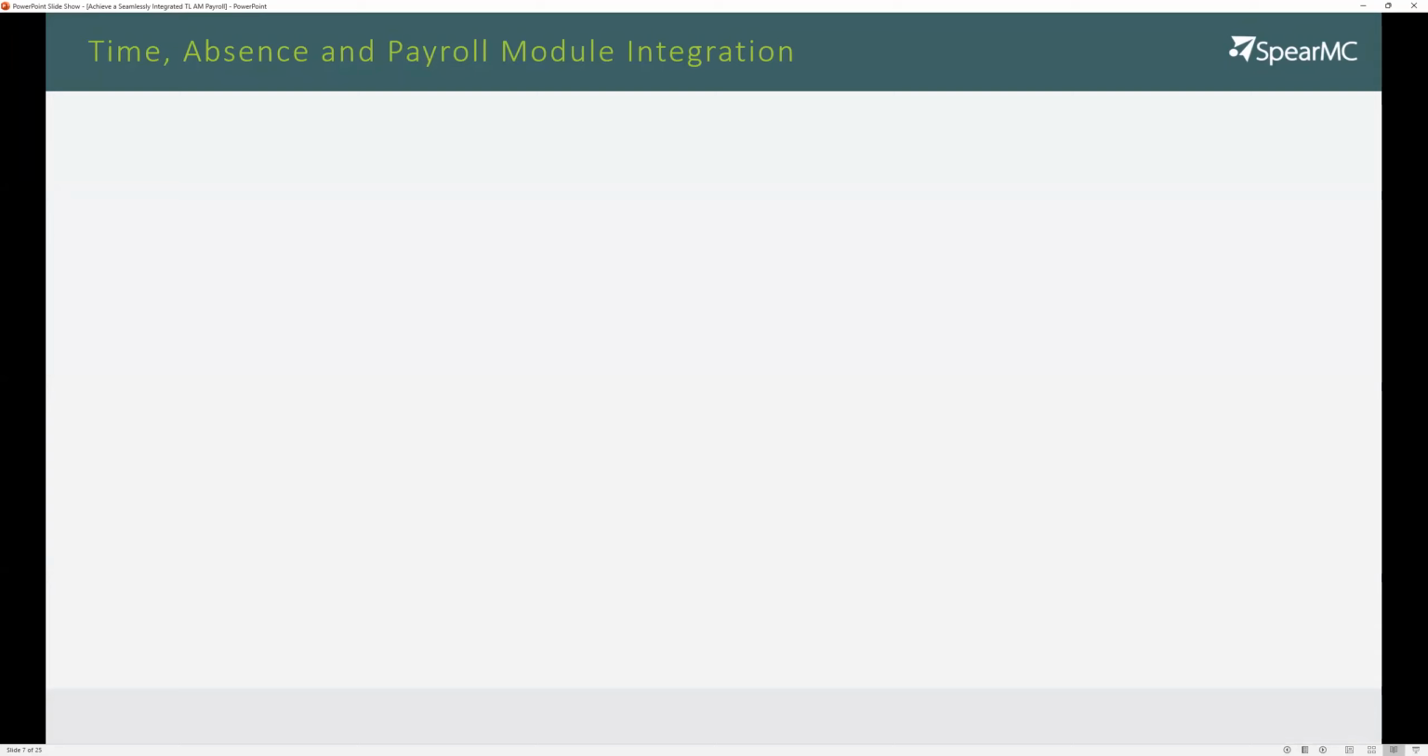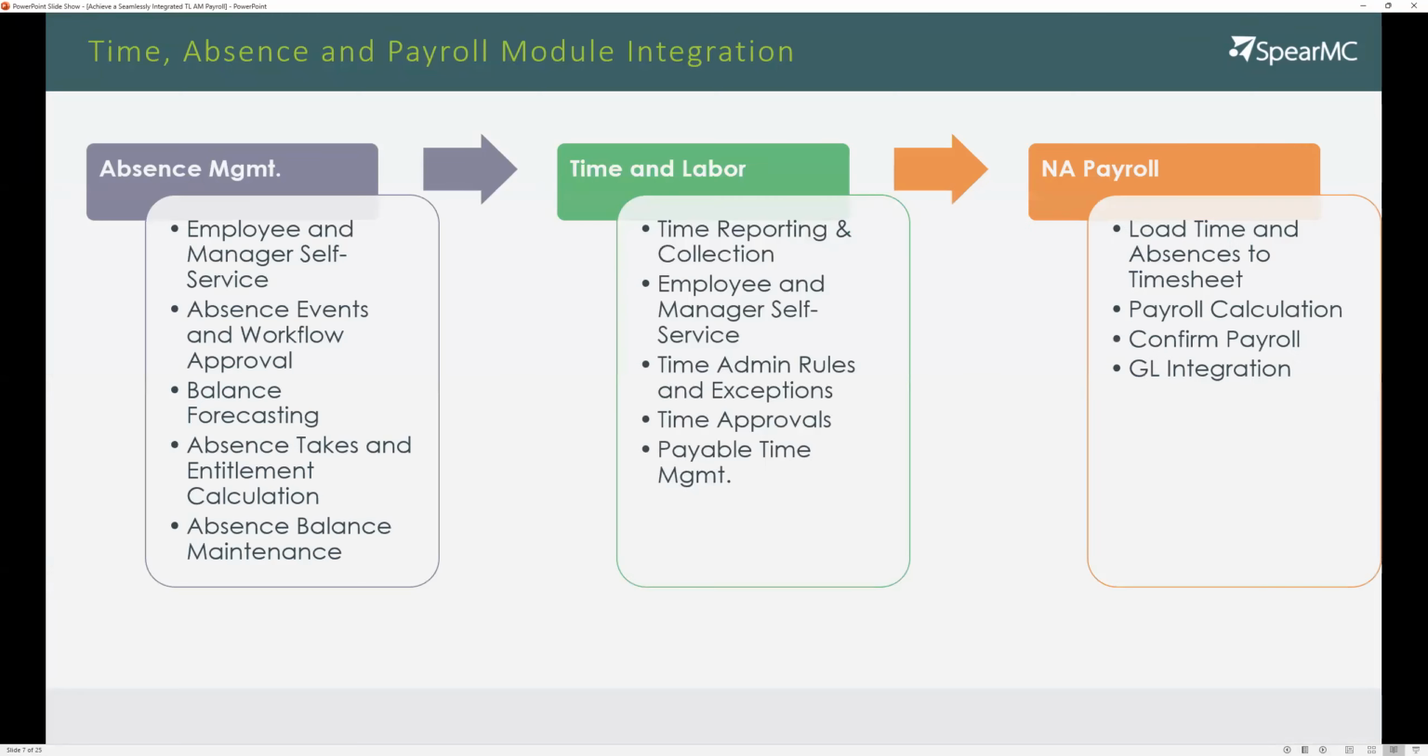Now, when it comes to these three modules, the core aspects of our discussion today are time, absence, and payroll. Typically, when it comes to not just the data flow, but also the process flow between these three modules, absence essentially comes first. When employees enter absences, in many cases they know in advance that they need to take some time off, and typically the data flow starts there.